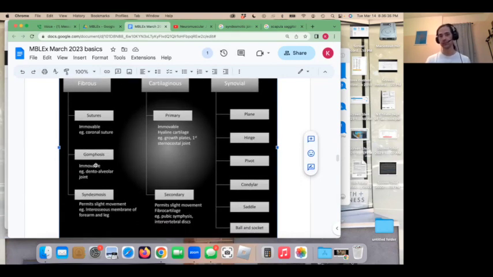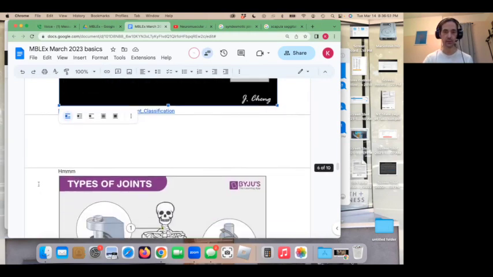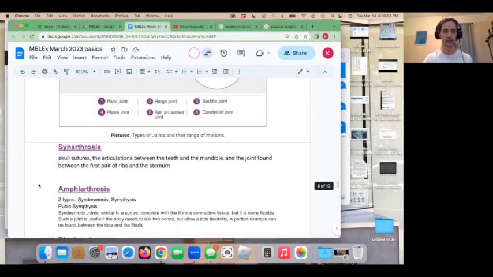Gomphosis, for example, is a dentoalveolar joint. Examples of gomphosis joints are the teeth as they fit into the mandible or the maxilla. And those are held in there by tendons.